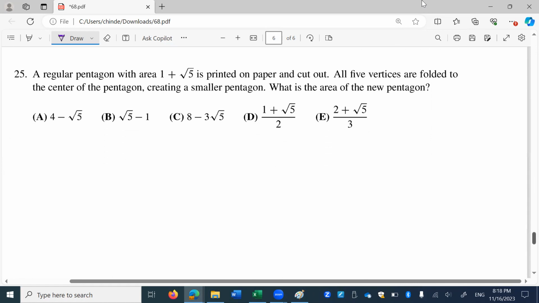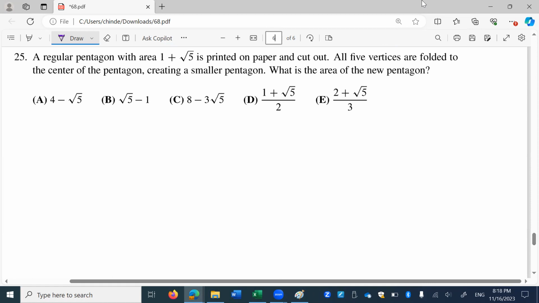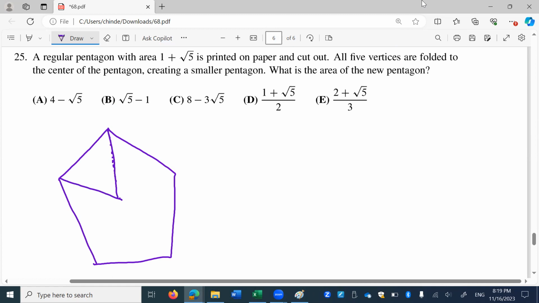Okay, finally, question 25. I've got a regular pentagon with a given area, and then I'm folding the vertices in. So let me draw my pentagon here. They're not totally regular, but it's okay. So two things to think about: the area, and then what happens when you fold. And so if I draw these lines from the vertex to the center point, right?